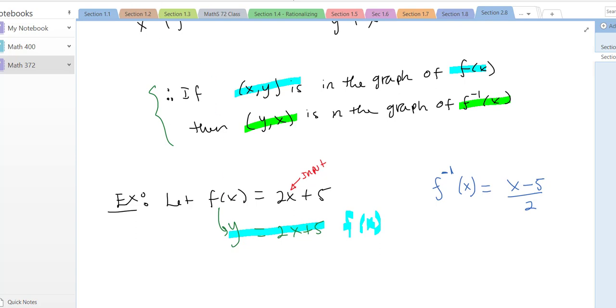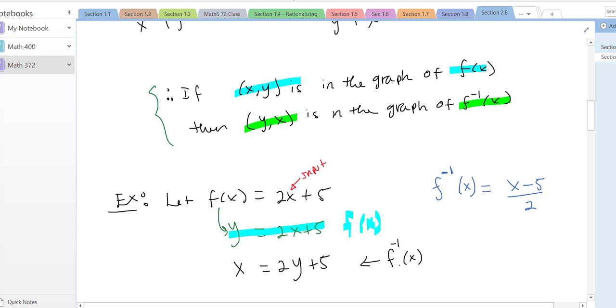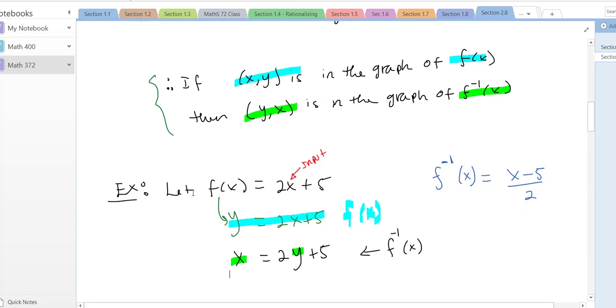Then that means that I should be able to say, well, then (y, x) is in f inverse. So this will be how I'm going to find my f inverse of x. So that's my (y, x), right? y became the input and x became the output. And so now let's solve for y.